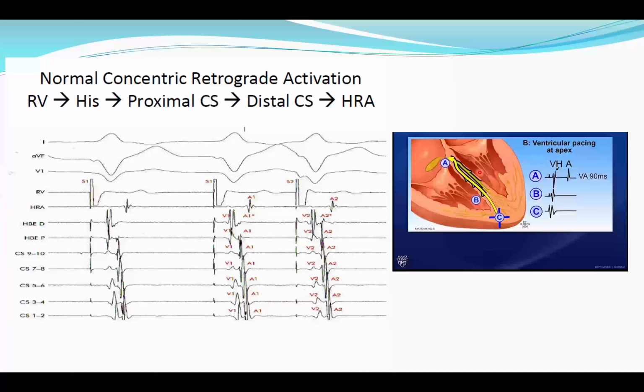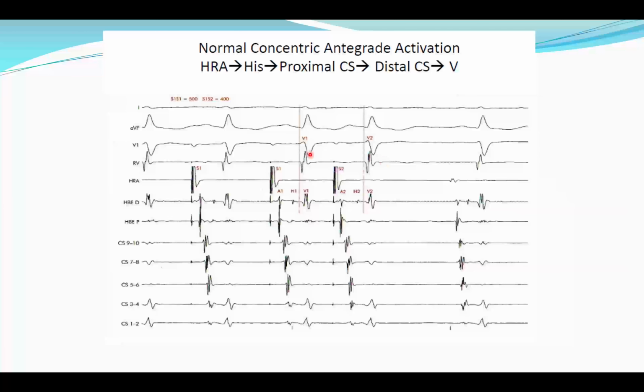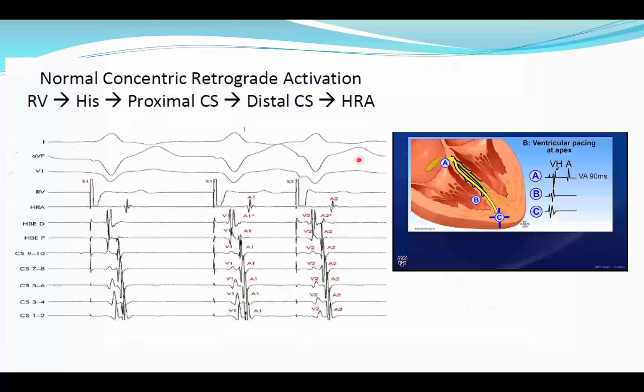Second, we all know that the AV node has decremental properties. What do you mean by decremental properties? If I keep bombarding the AV node, keep giving impulses, you know that if I give 100 impulses, there will be AV Wenckebach, correct? If AFib happens with a fast ventricular rate, if the AFib rate is 350 beats per minute, the ventricular rate will be 150 beats per minute, because the AV node has decremental properties, both antegrade and retrograde.